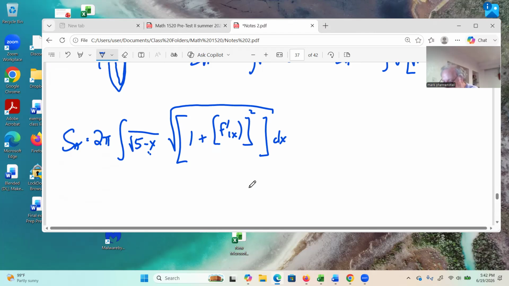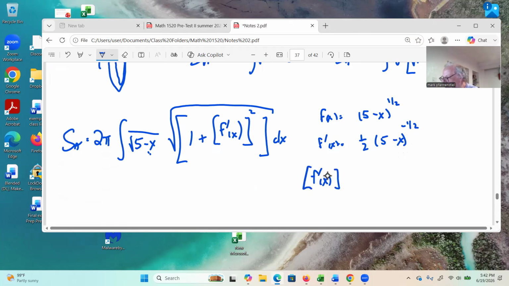So let's go through the little pieces that we have to go through to figure this out. So f of x is equal to 5 minus x raised to the 1/2 power. So you turn it into a calculus problem there. F prime of x is equal to 1/2 times 5 minus x raised to the negative 1/2. Okay, so that's what we have for that piece. And then what we're going to do is we're going to square this thing. So we have f prime of x quantity squared.